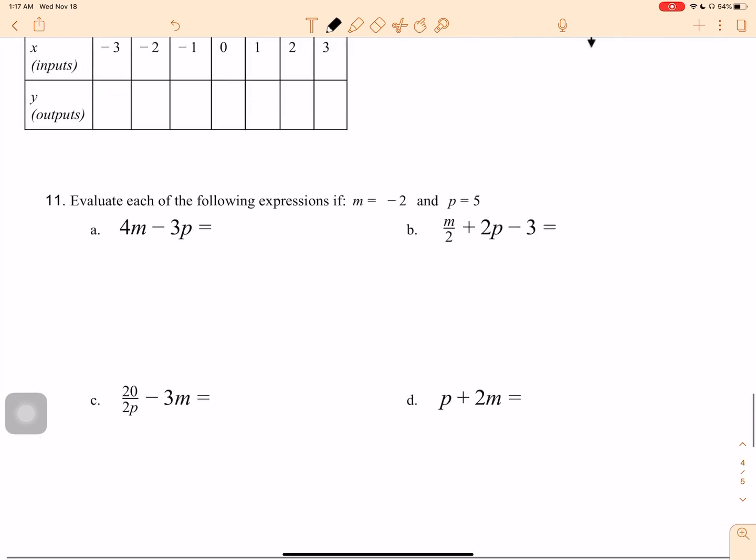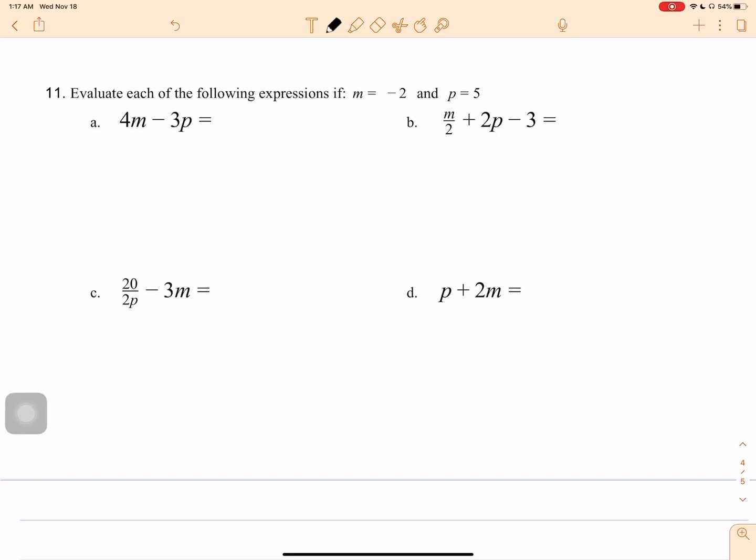All right, last but certainly not least, we are going to evaluate these expressions. So I'm going to go ahead and color code. I'm going to do all my m's in green. So I'm plugging in this m every time. And then I'm going to highlight all my P's here. P, P, and P. Okay, so here we have that P equals 5 and M equals -2.